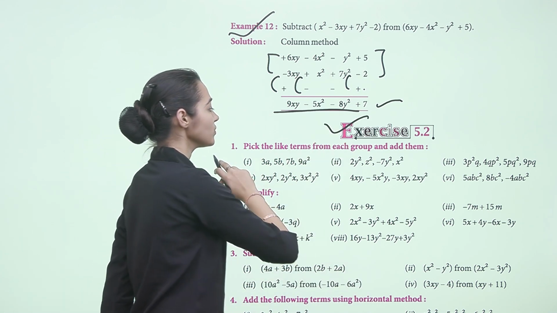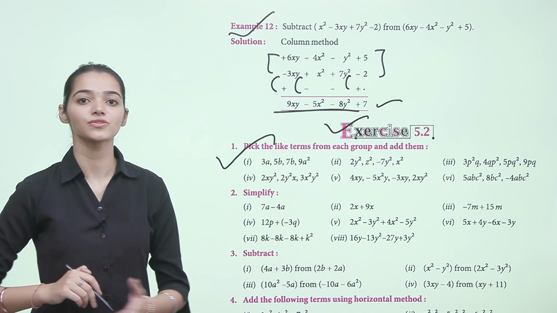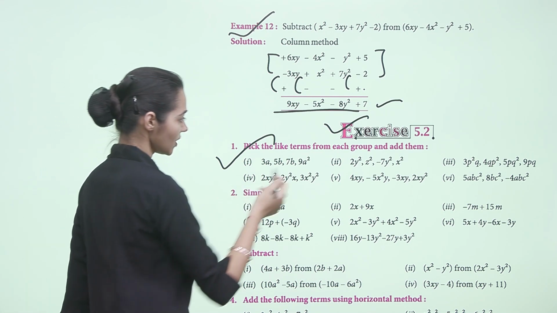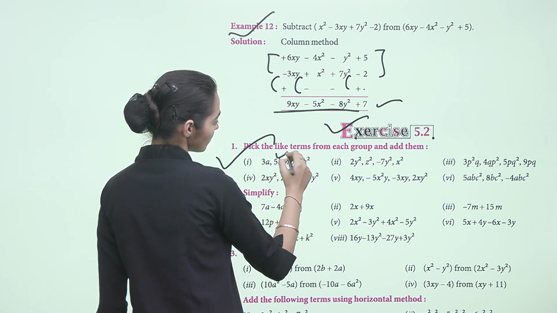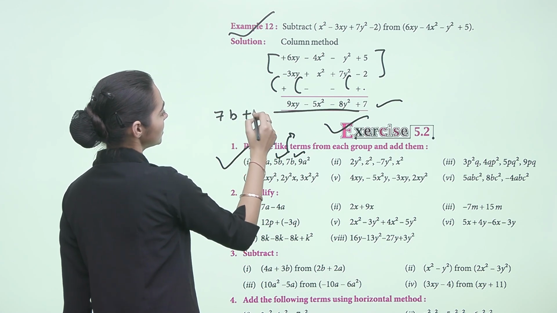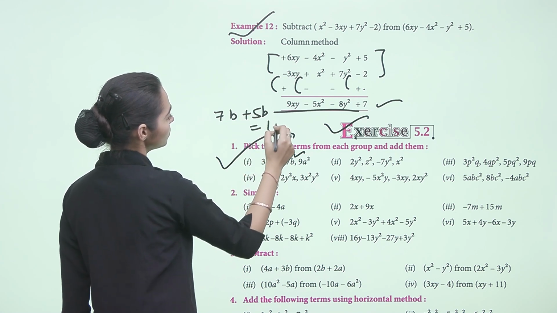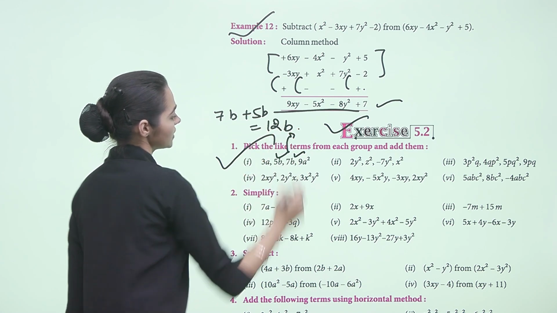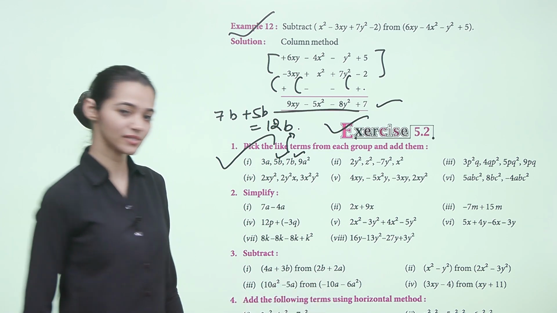Here's our exercise 5.2. In the first one, we have to pick the like terms from each group and add them. So the like terms in these groups are 5b and 7b, and when we add 7b plus 5b, that is equal to 12b. That's how you have to complete the remaining ones.